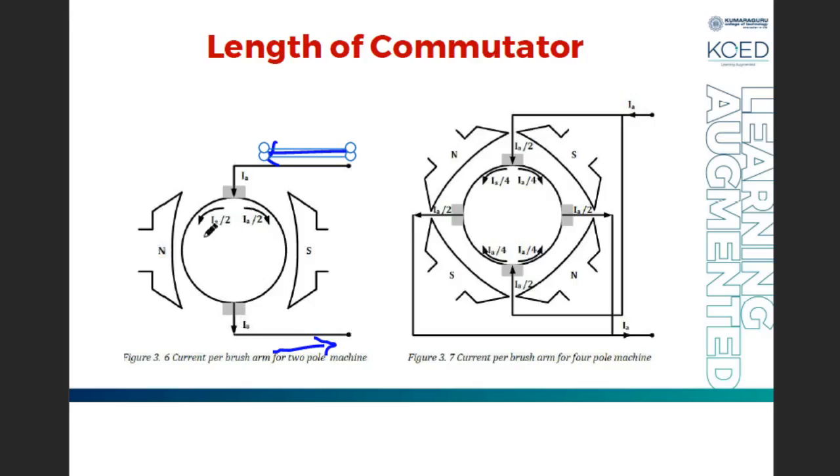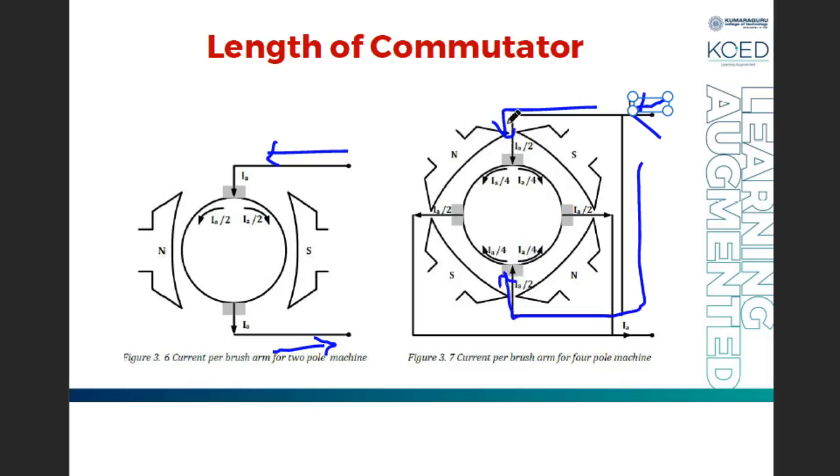Now if I increase the number of poles, what happens? The brush arms also get increased. If the number of brush arms is increased, the parallel path current also gets decreased proportionally. Say we'll take this example. You have four poles here and two brush pairs. Now assume that these two points are connected together, this brush as well as this one. So this IA input current flows like this. It goes as IA by 2 here and as IA by 2 here.